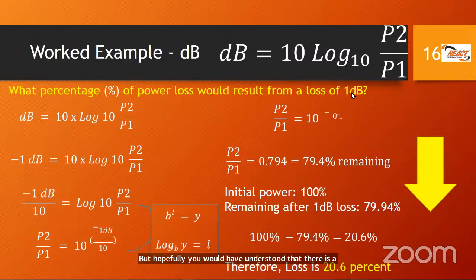It's not just a number, and that's why in the course we go a little bit of light touch on the theory, so you can see how these things are arrived at, and not just take for granted that 1 dB is a 20.6% loss. There's a process of how it's arrived at.